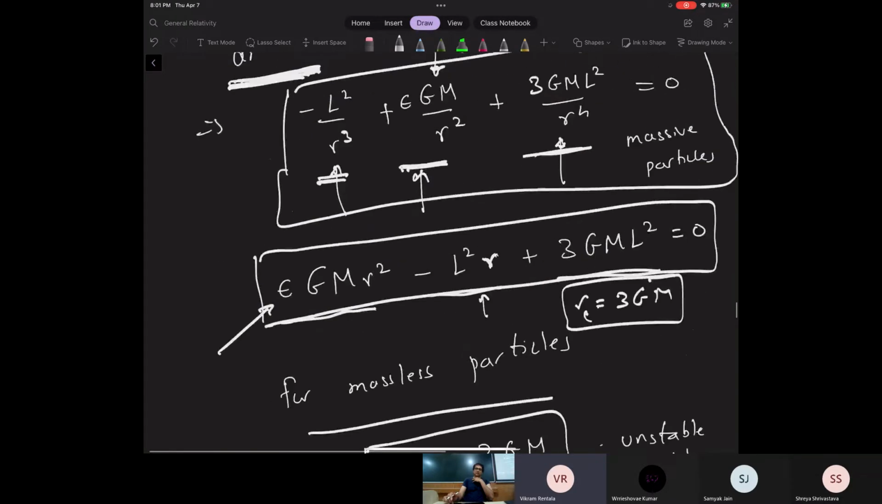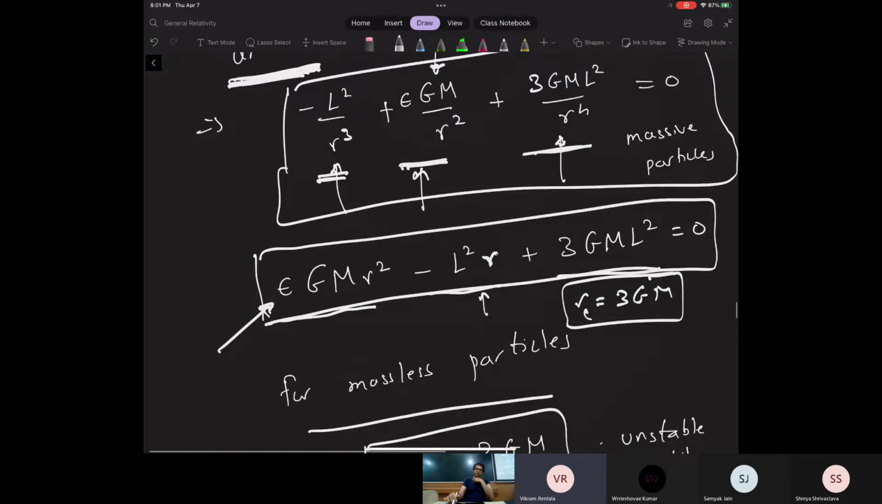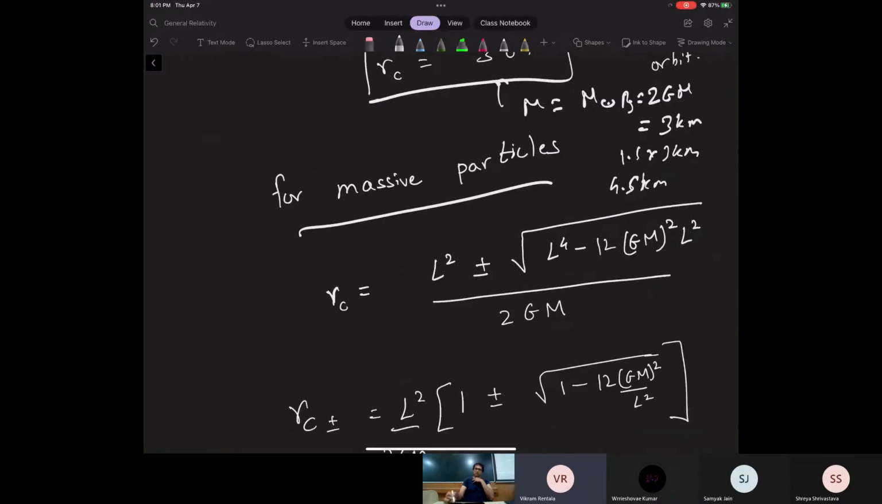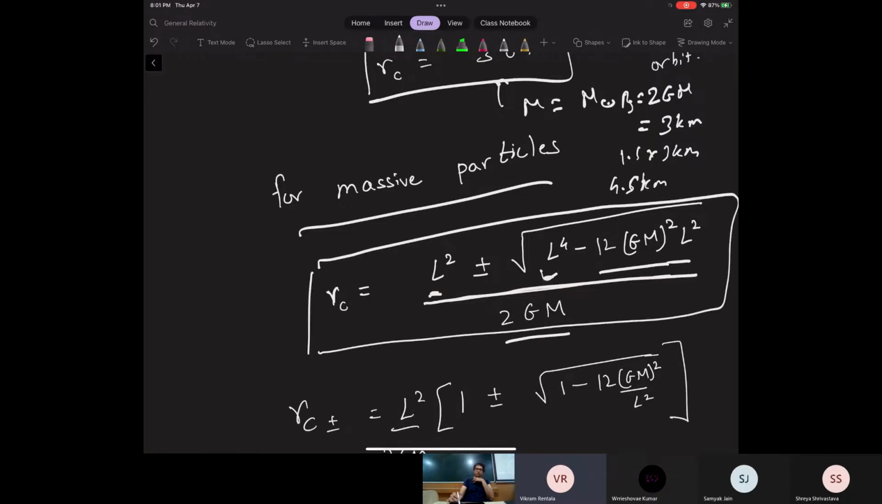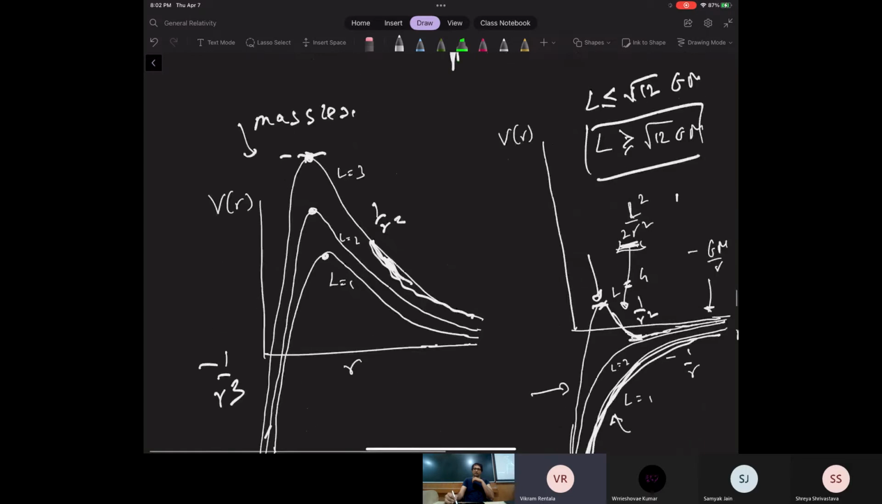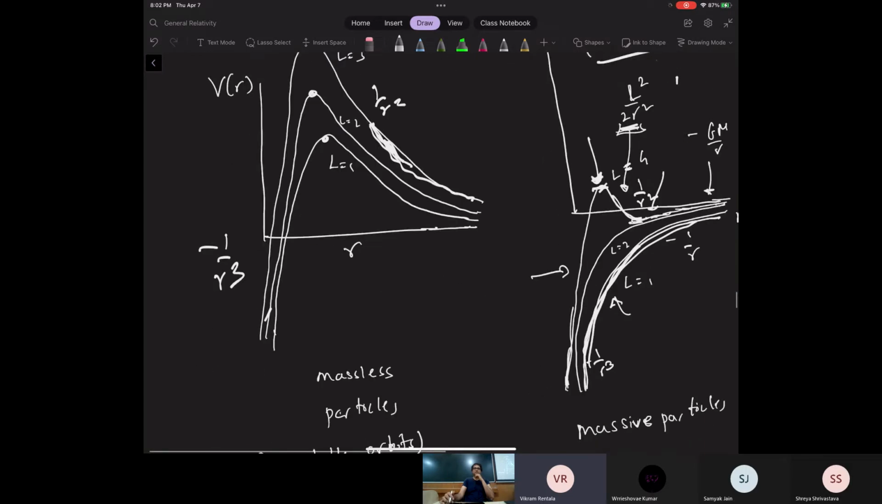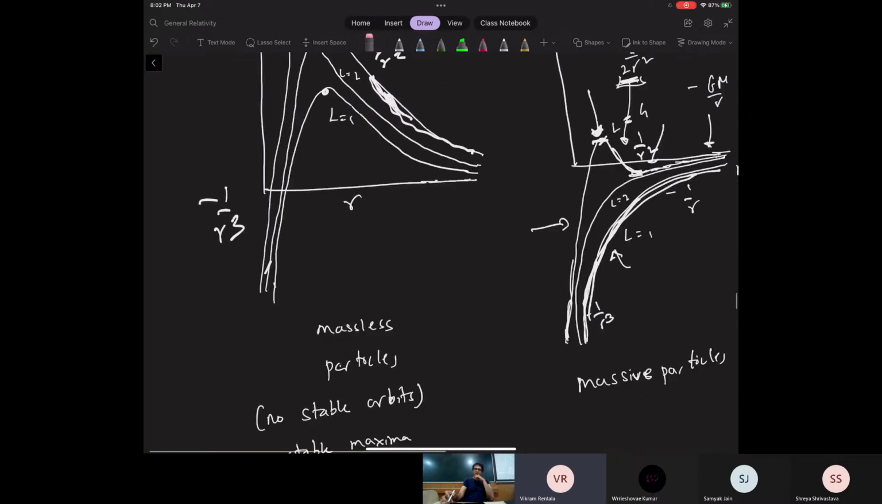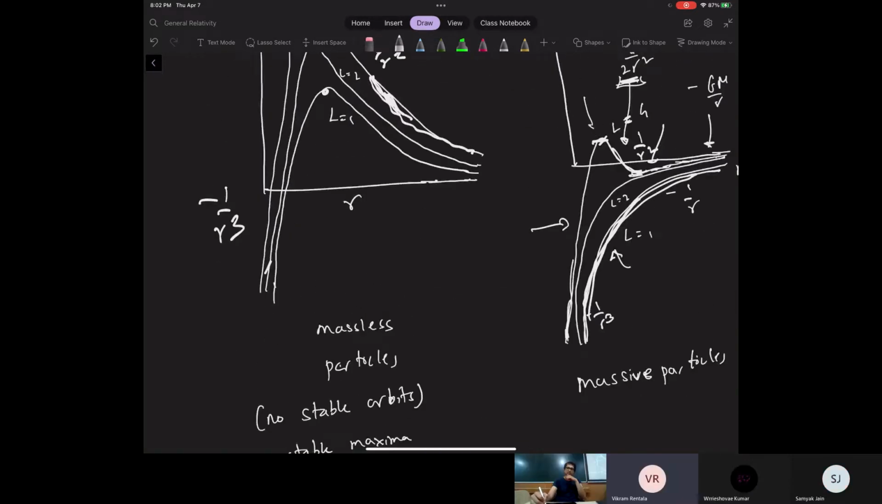For massive particles, you can solve this quadratic equation, and you will get something like this: L square plus minus square root of L to the 4 minus 12 G square M square L square, divided by 2 GM. These are the solutions. There are two values, but in order for solutions to exist, this discriminant must be positive, which means L square is greater than 12 G square M square. That's exactly where I told you this critical condition is going to come from, where at a critical value of L, you will develop a maximum and a minimum somewhere in the middle. The maximum will correspond to unstable orbits. The minimum will correspond to stable circular orbits.